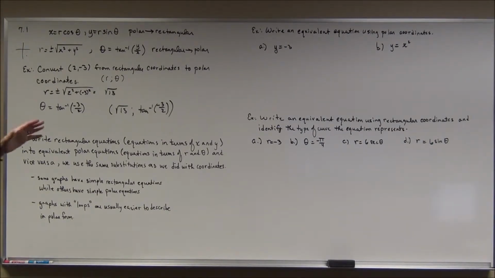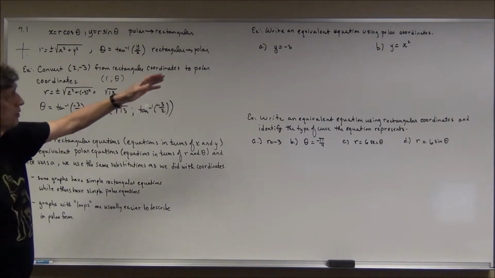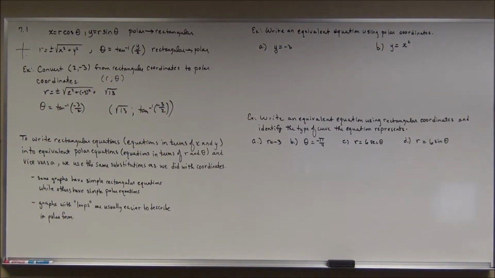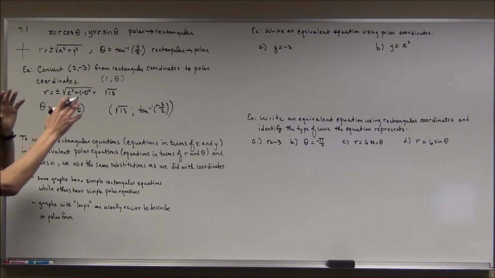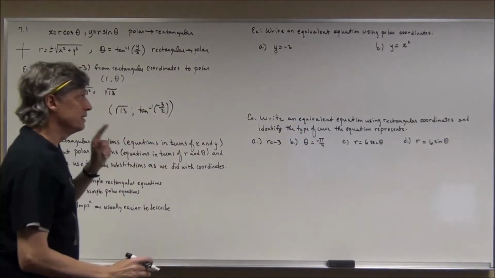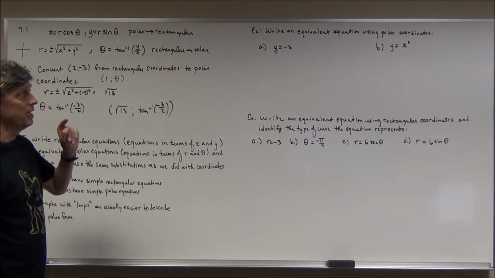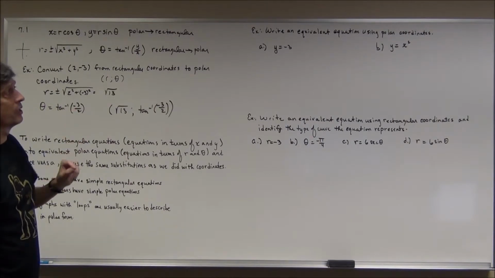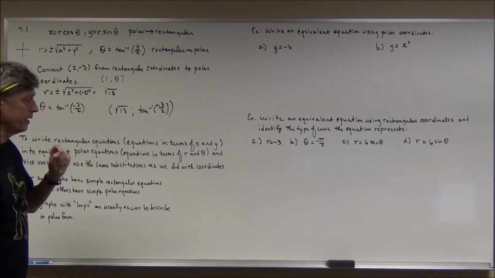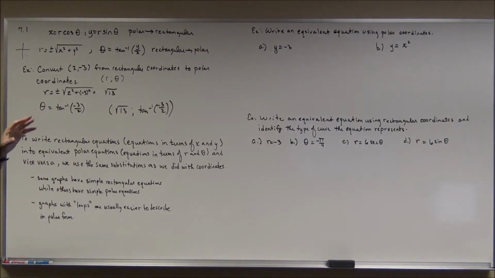But first things first, why would we even bother with this? These are very simple looking equations. Well, when graphs have simple equations, it's probably best to stay in rectangular. If these equations are simple looking, let's leave them this way. But some graphs have equations that are very complicated in rectangular form and are more easily written in polar form. So that's why we want to be able to do both.